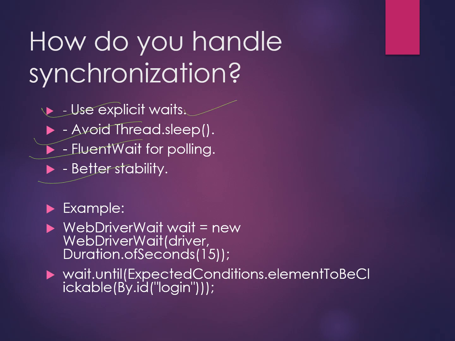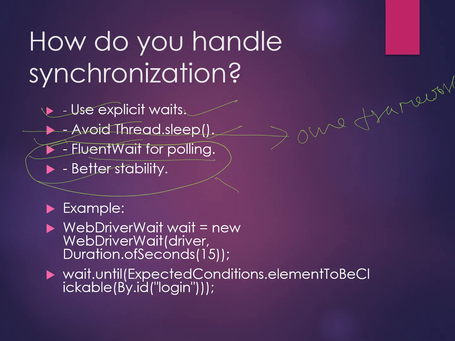Already we discussed the explicit wait, and the thread sleep. To be honest, guys, I haven't used thread sleep in our framework. Fluent wait is for polling. Most of the time I've used the fluent wait. Fluent wait is very reliable, and it is also time saving, we can say.